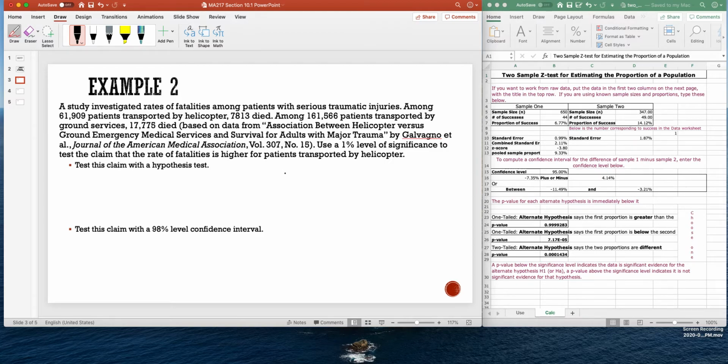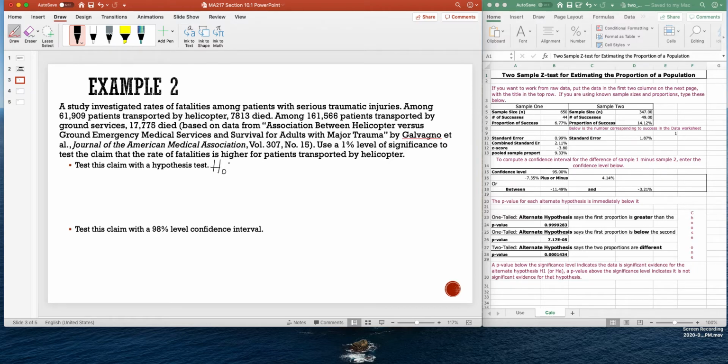Based on data from Association between Helicopter versus Ground Emergency Medical Services and Survival for Adults with Major Trauma by Galvango et al., Journal of the American Medical Association, Volume 307, Number 15. We want to use a 1% level of significance to test the claim that the rate of fatalities is higher for patients transported by helicopter. And we first want to test the claim with a hypothesis test.